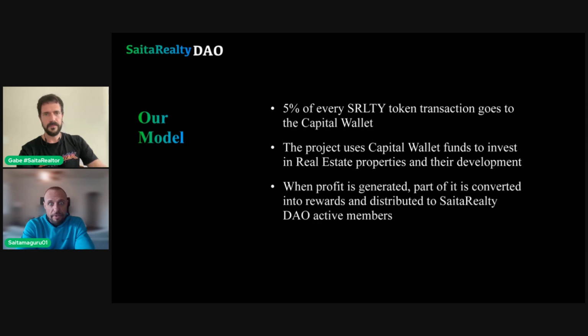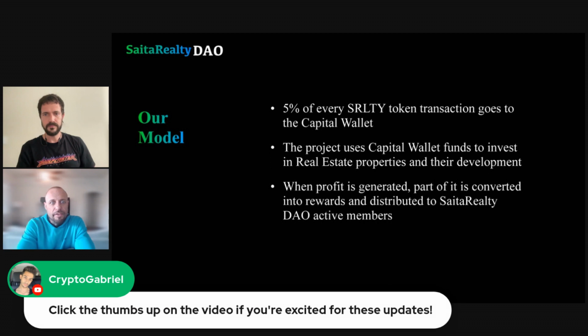5% of every SaitaRealty token transaction goes to the Capital Wallet. The project uses Capital Wallet funds to invest in real estate properties and their development. So instead of doing pre-sales or crowdfunding, the Capital Wallet, that 5%, is a swap and liquefy feature that allows us to take that income and purchase the actual real estate investments.